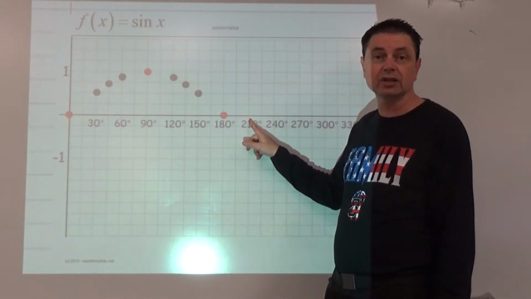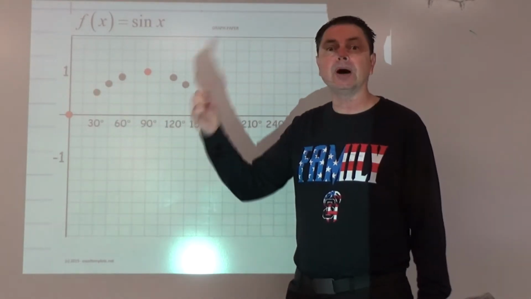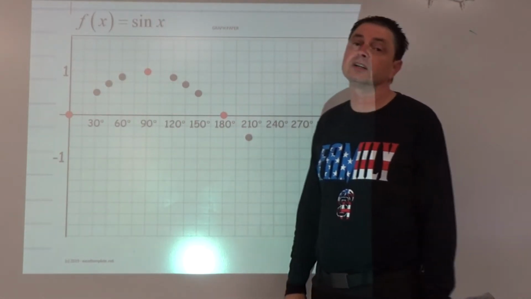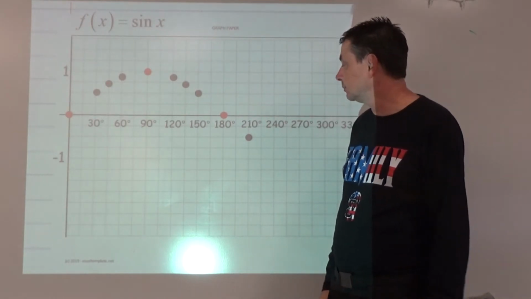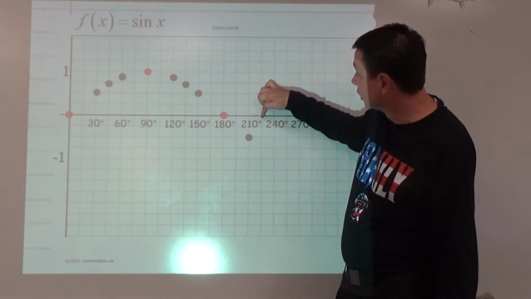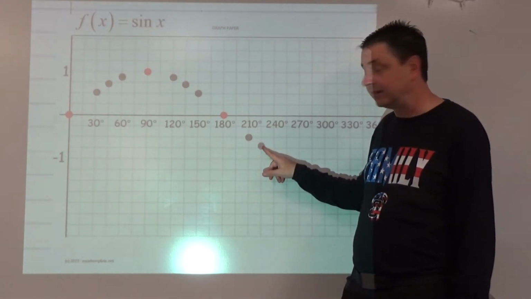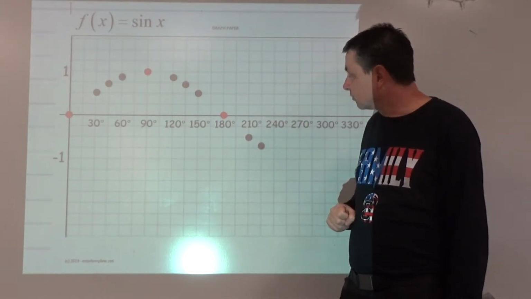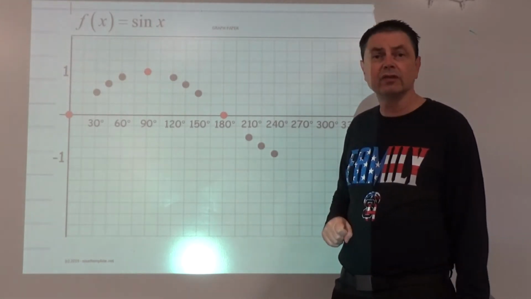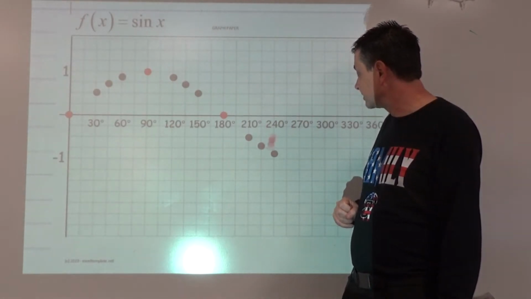210 degrees is 30 degrees past 180. So it's kind of the same value as we had here, but negative, so negative 1/2. That's the y-coordinate at 210 degrees on the unit circle. And then continuing the pattern, 225 degrees, negative square root 2 over 2, about negative 0.7. Sine of 240 degrees, negative square root 3 over 2, about negative 0.87. And 270 degrees is negative 1.